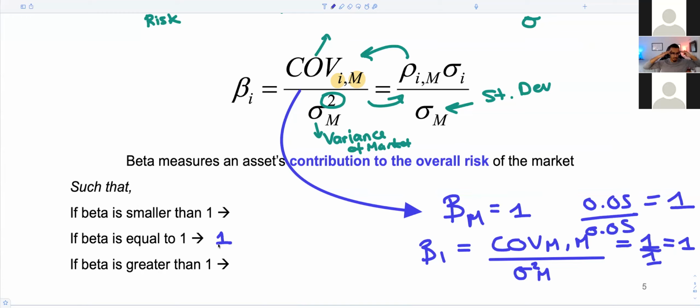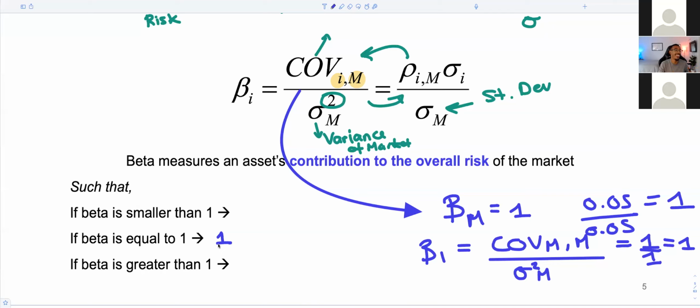Now, let's take a step back. What did I just say? All right? Beta measures an asset's contribution to the overall risk of the market. Okay? Now, the market obviously contributes fully to its own variance. Is that clear so far? That a market will contribute fully to its own variance. The market portfolio will contribute fully to its own variance. Say no in the chat if that's clear. The market portfolio will contribute fully to the variance of the market portfolio, right? Say no in the chat if that's clear.